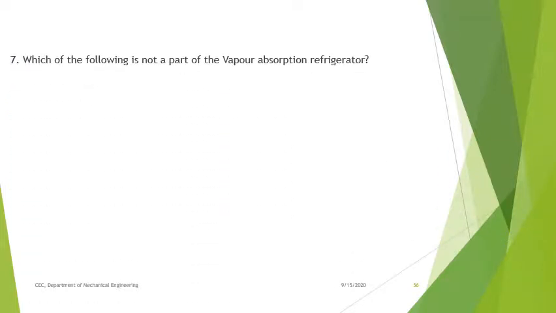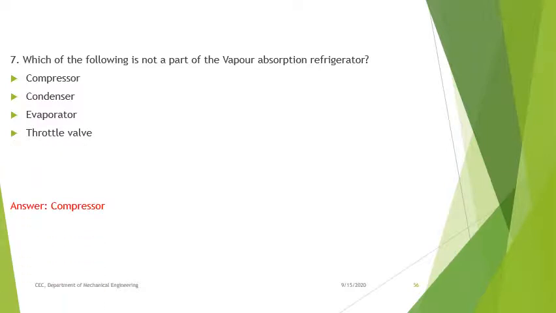Seventh one, which of the following is not a part of the vapor absorption refrigerator? Compressor, condenser, evaporator, throttle valve. Answer is compressor. The compressor is used in a VCR.